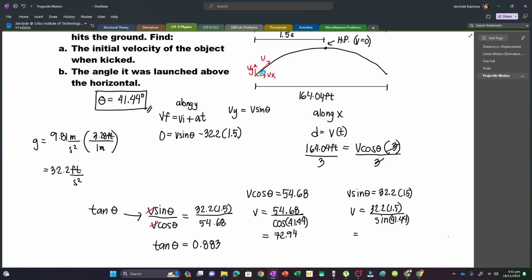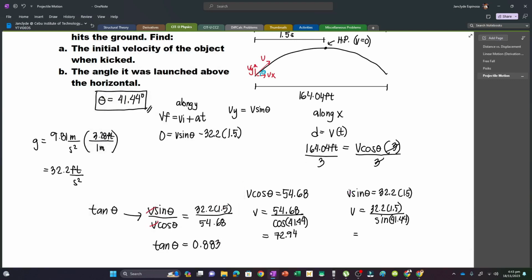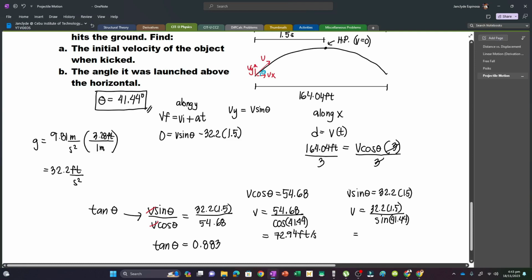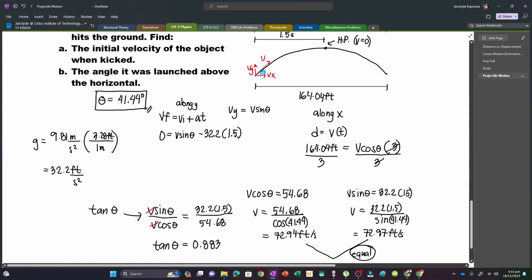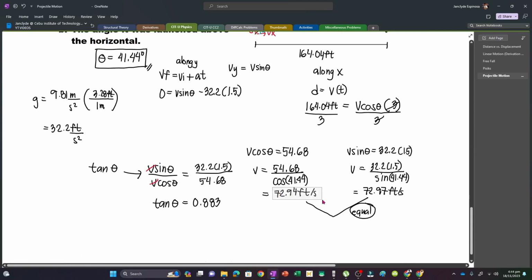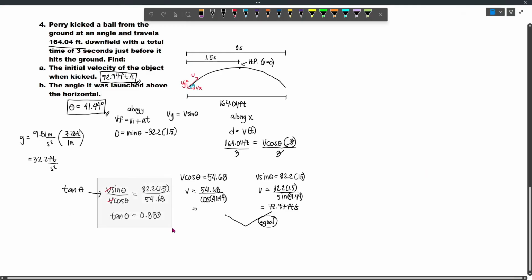And so, the V we compute is 72.98, virtually the same, the slight difference is due to the rounding off of values. The unit is feet per second. And this one is 72.97 feet per second. But if you use exact values, the two are exactly equal. So, that is the answer for letter A. Copy it here. Now, what is another way if you don't want to simplify?